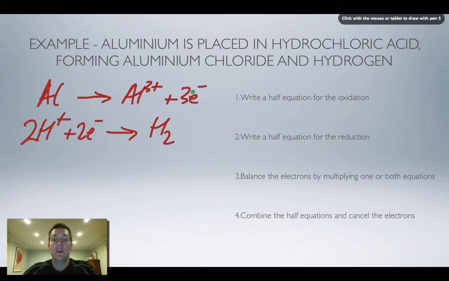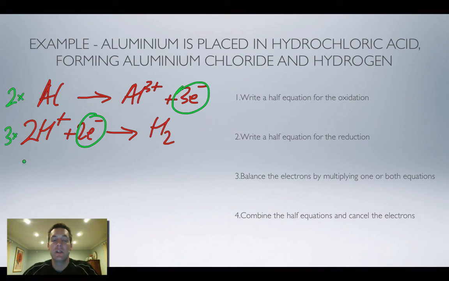Now this time, as I said, the number of electrons isn't the same, so I've got to do something about that. How can I make them the same? Well, I could multiply this equation by 2 and this one by 3.